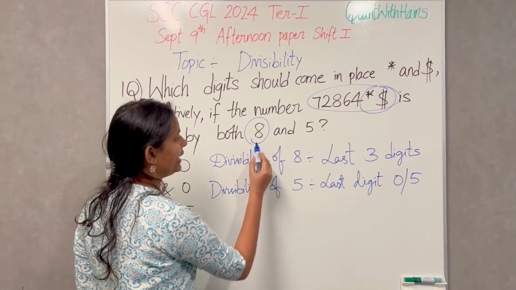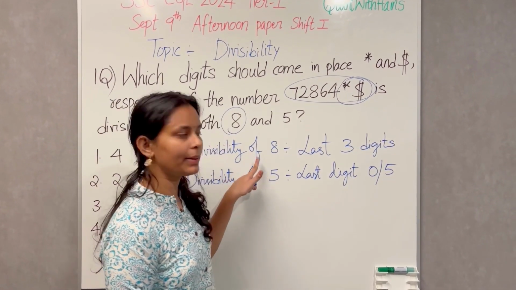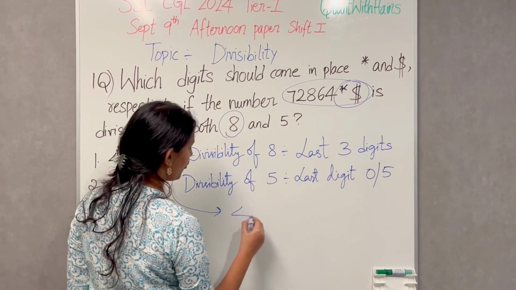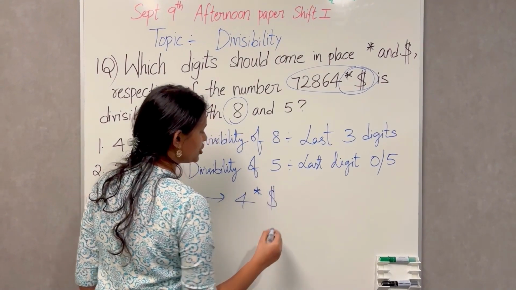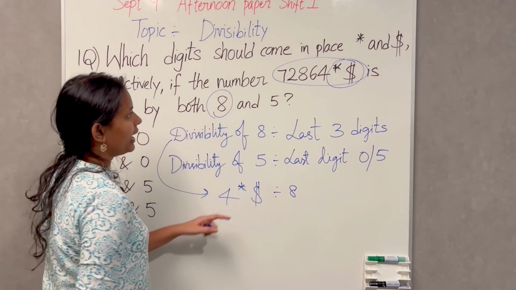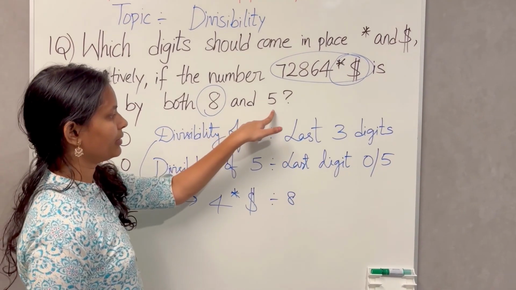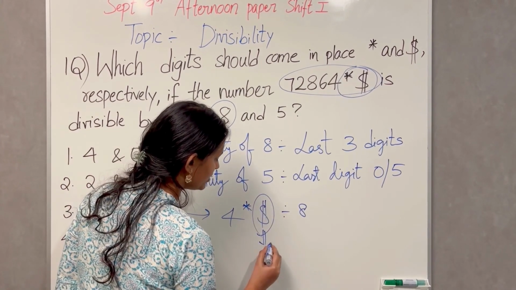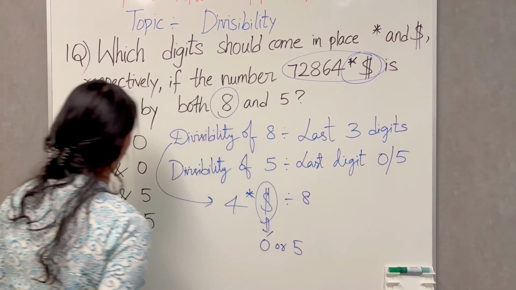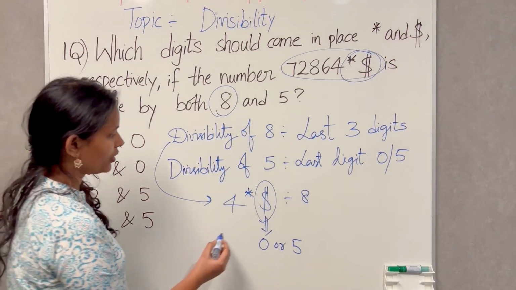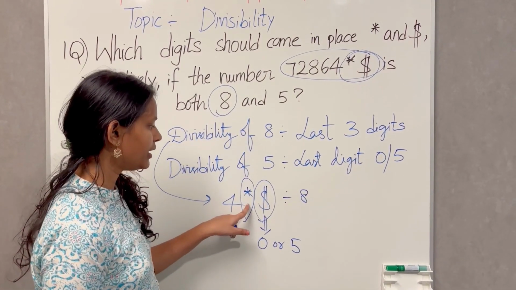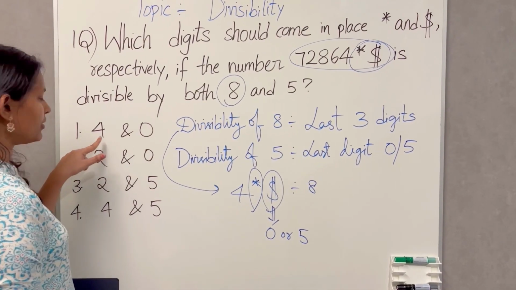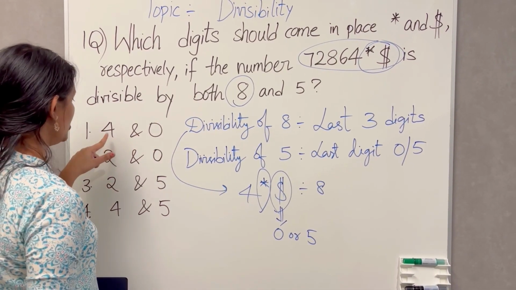As we know, for divisibility by 8, the last 3 digits should be divisible by 8. That means 4 star dollar should be divisible by 8. And for divisibility by 5, the last digit should be 0 or 5. So this can be either 0 or 5. Obviously the options are also 0 and 5. So we need to find star. Here we need to apply the trial and error method.